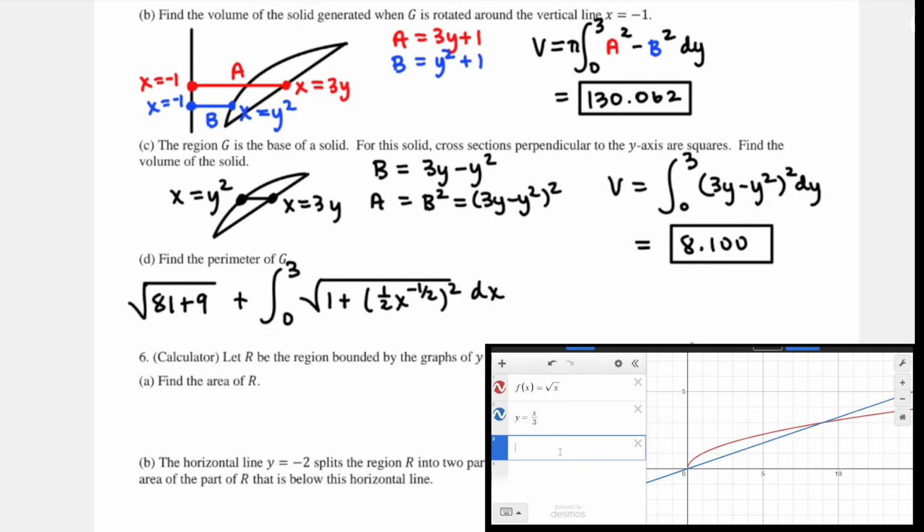And say the square root of 90 plus the integral from 0 to 3 of the square root of 1 plus dy/dx squared, so 1/2 x to the negative 1/2 squared dx, and I'll get 13.098.